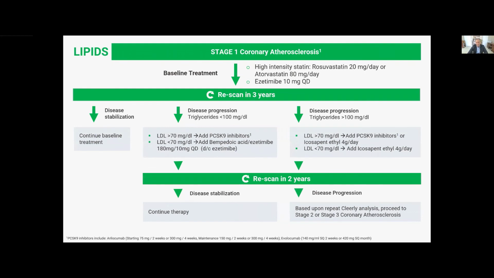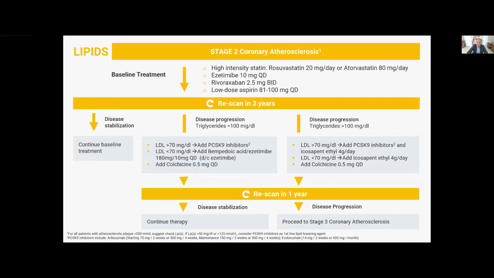If there's disease progression, depending on how much atherosclerosis is found on the repeat scan, recommendations will vary. Here's stage 1 coronary atherosclerosis, so now plaque is present, and there are specific recommendations about the use of statins and/or ezetimibe. The patient is recommended to be rescanned in 3 years. If there's disease progression, then there are recommendations going beyond statins and ezetimibe, including bempedoic acid and PCSK9 inhibitors. And if triglycerides are elevated, then there's a specific recommendation about the use of icosapent ethyl. Then these patients are rescanned in 2 years. If their disease has stabilized at that point, you continue whatever therapy they're on. If there's progression, you go on to the next stage.